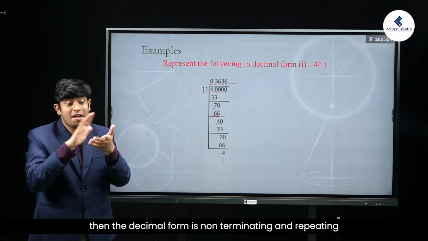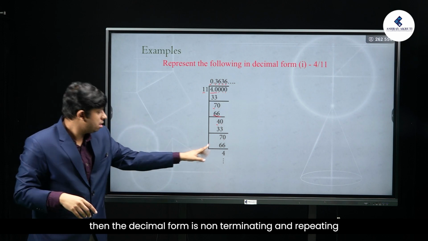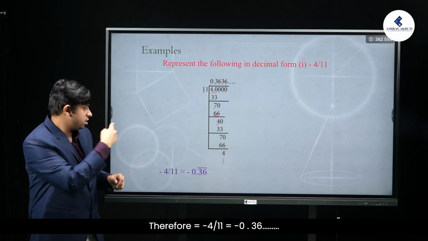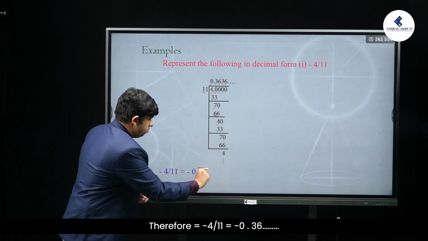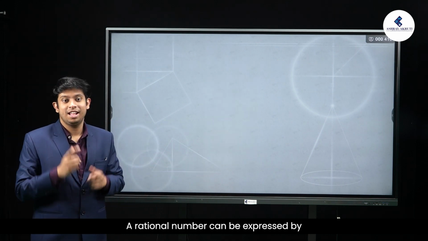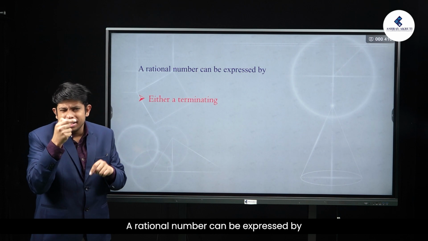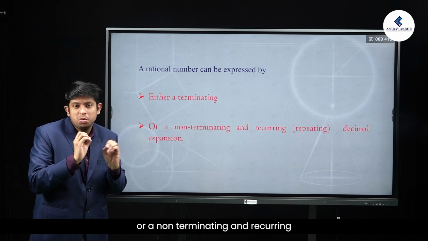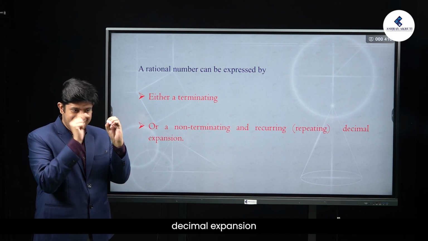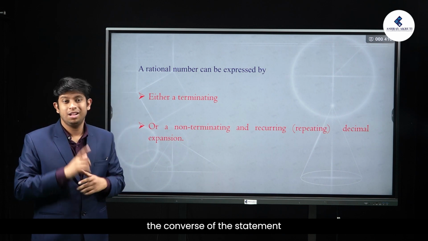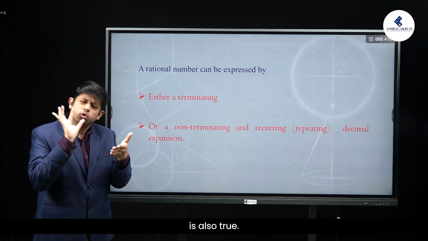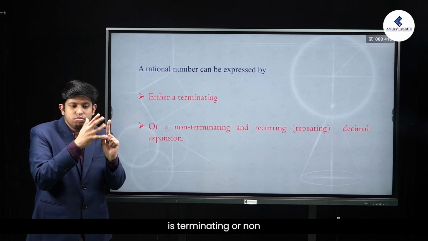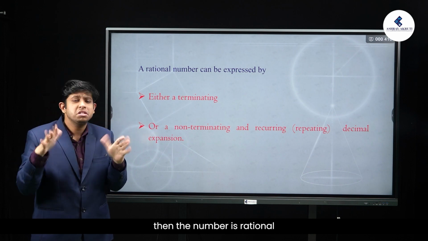Then the decimal form is non-terminating and repeating. Therefore, minus 4 by 11 is equal to 0.36 bar. A rational number can be expressed by either a terminating or a non-terminating and recurring decimal expansion. The converse of the statement is also true. That is, if the decimal expansion of a number is terminating or non-terminating and recurring, then the number is rational.